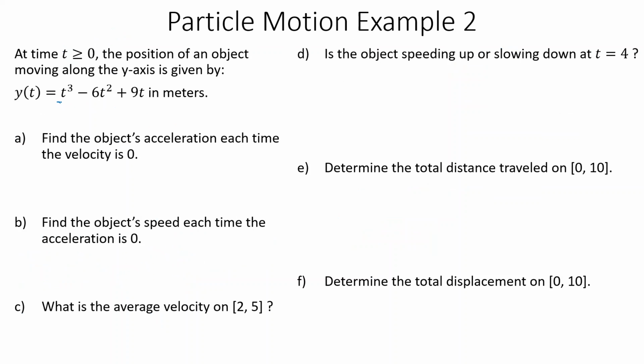All right, so more on this. So we've got our function here. We're moving along the y-axis, so we're going up and down. So up will be positive, down will be negative. Find the object's acceleration each time the velocity is 0. Ooh, tricky. So we want to know when is the velocity equal 0. So we want to take the derivative. 3t squared minus 12t plus 9 and set that equal to 0. And factor out a 3.